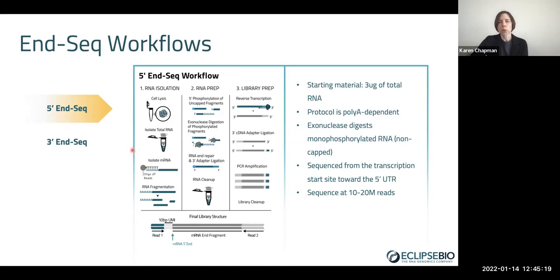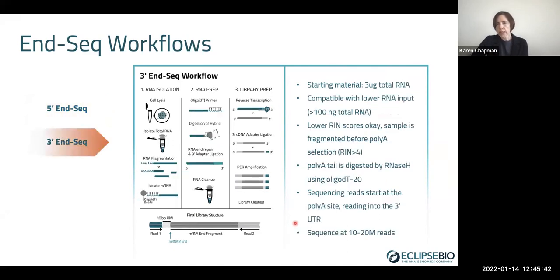And so we're employing a 5' exonuclease that is only able to digest uncapped molecules. And so, post-fragmentation, the short RNAs that have the cap are the ones that are selected for in this protocol. And those are the ones that are enriched in the library prep.